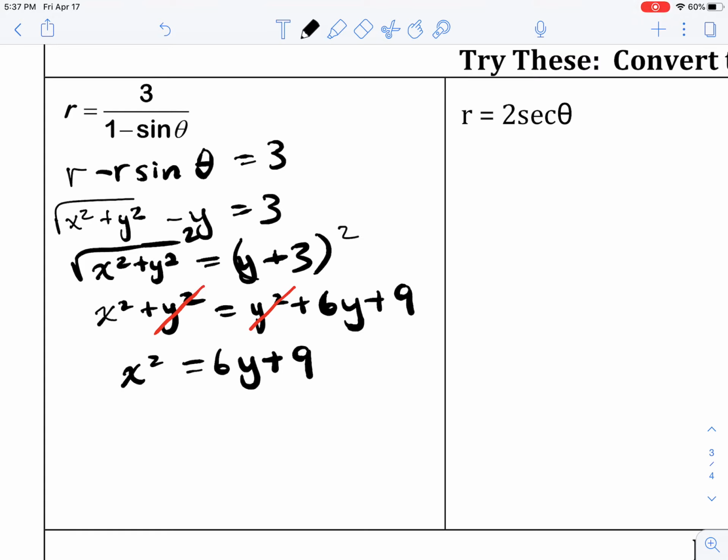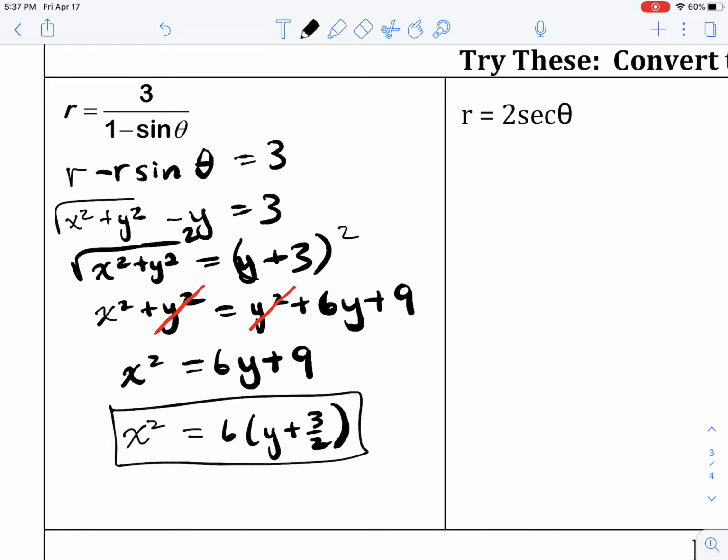So since we have a parabola, let's write it in the standard form for a parabola. Just to review what that is, x squared is equal to 6, we're going to factor that out, (y plus 3/2). And if you're a little sketchy on your memory, go ahead and review the standard forms for all of your conic sections, because that there is indeed a parabola.